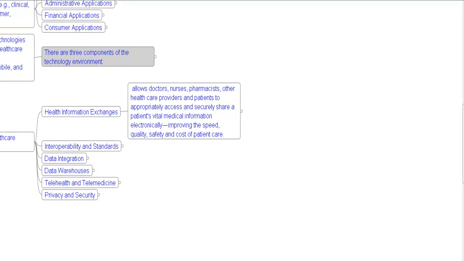Health Information Exchange allows doctors, nurses, pharmacists, other healthcare providers and patients to appropriately access and securely share a patient's vital medical information electronically, improving the speed, quality, safety and cost of patient care.